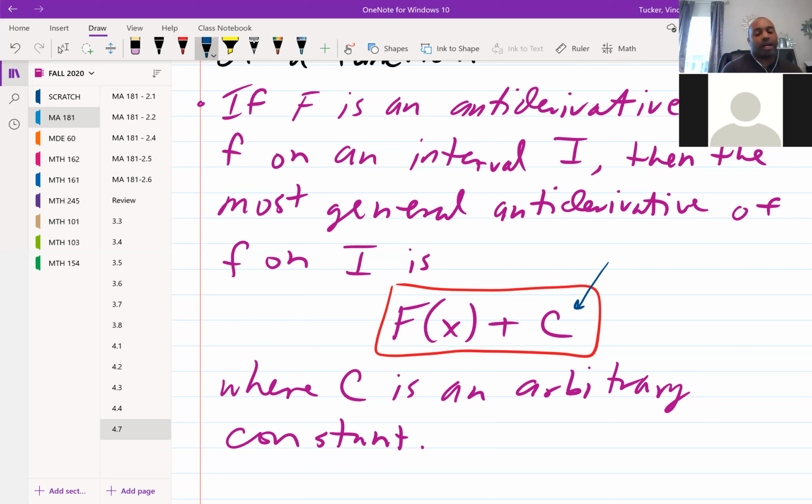Unless they give you some kind of initial condition, and you'll see what I mean as we go through a few examples, you won't know what c is, or what number could have been there.